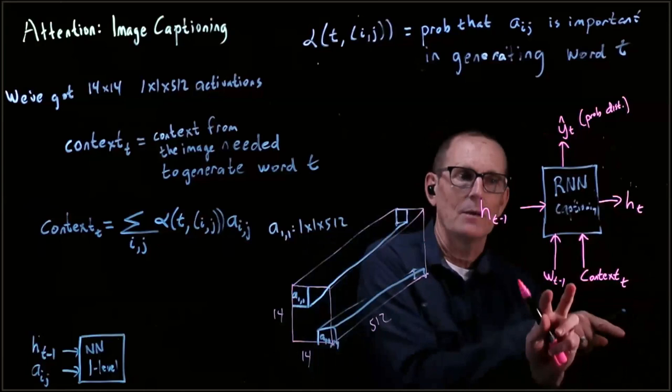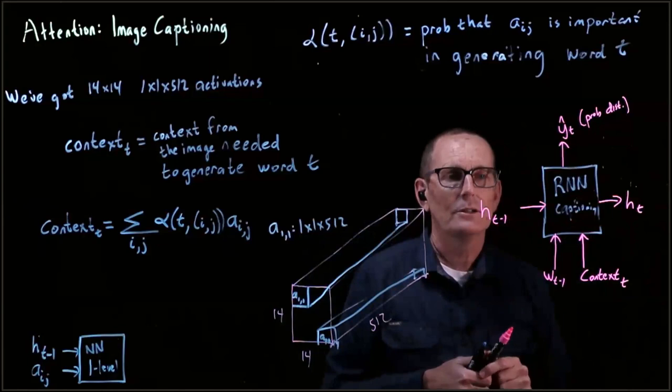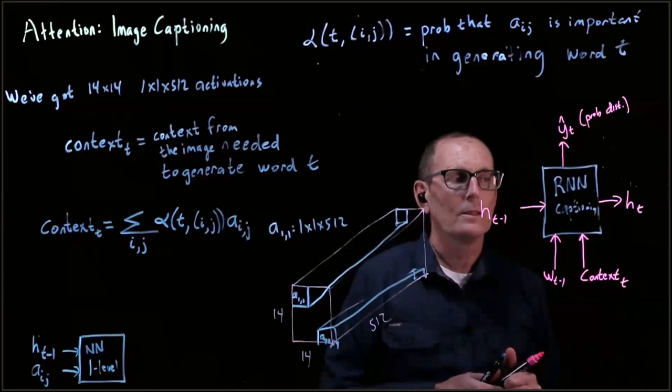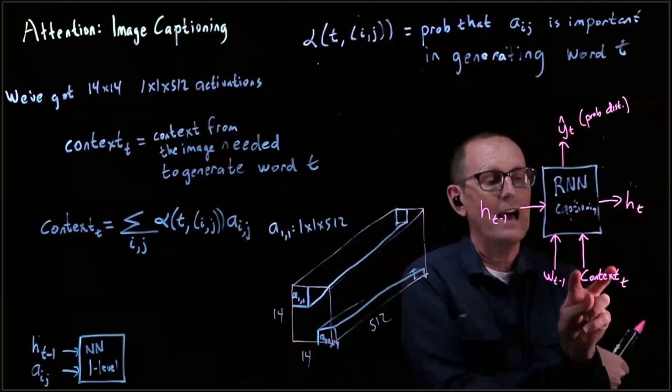So this is what our RNN looks like at a given time step. W sub t minus 1 will have some algorithm based on y hat sub t minus 1: greedy, beam, probabilistic. We know h sub t minus 1 is coming in. Can we use h sub t to generate context sub t? I think so. So here's the problem. Context sub t is an input to this, and h sub t is an output. So we don't actually have h sub t at the time we're generating context sub t.